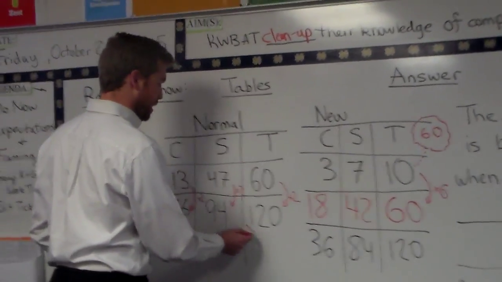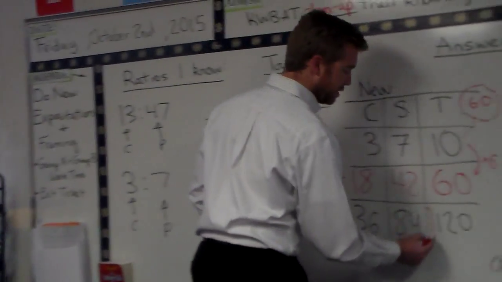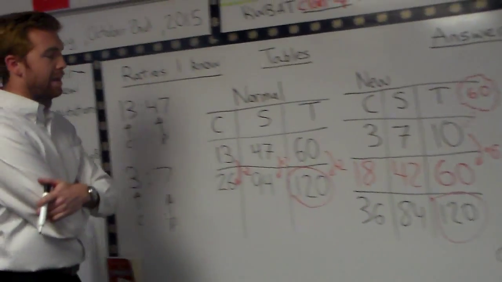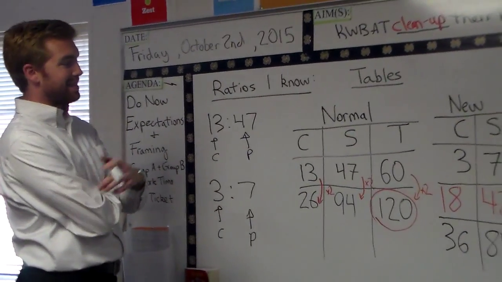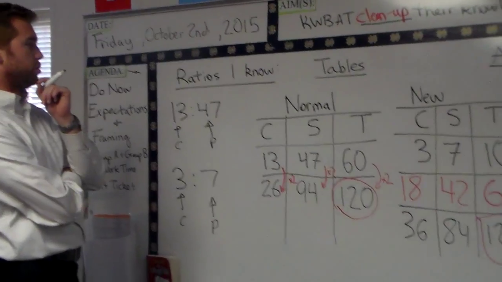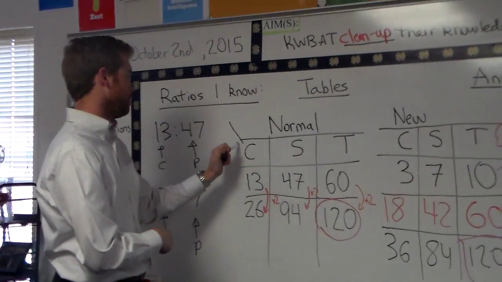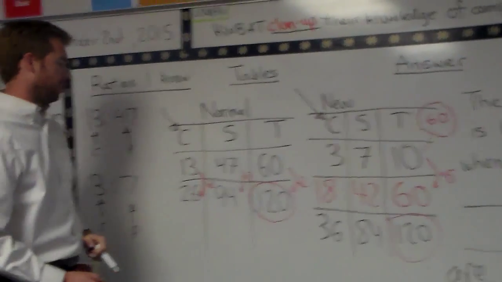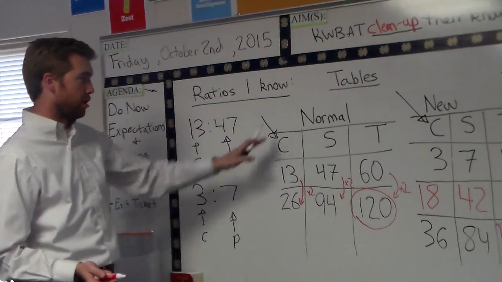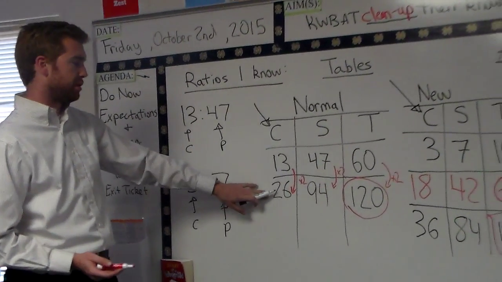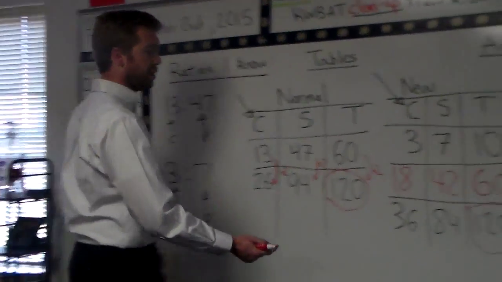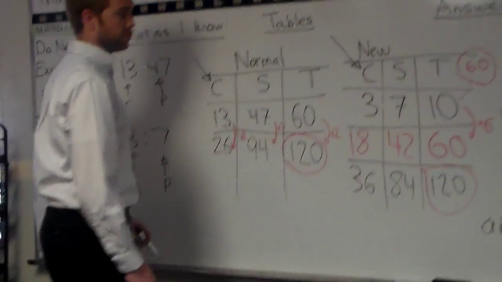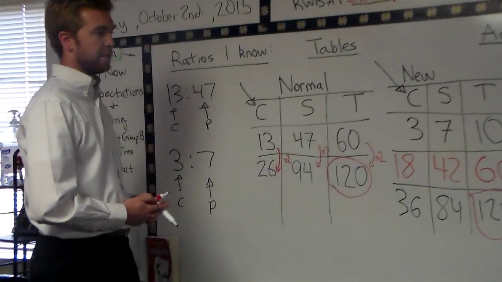So now let's see. We've got common numbers with the 120s. And we want the option that has the fewest commercials. So that means I'm looking here, my commercials column, and here, my commercials column. So it looks like our normal ratio is the better one because only 26 minutes of commercials here, while you have 36 here. So let's think about how we can write this out.